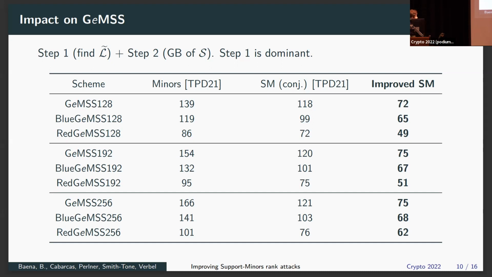And basically, this means that the attempts to repair GeMSS, which were immune to the attack of Tao et al., are now broken as well. And we believe that coming up with an HFE-type scheme which will resist our attack would be quite inefficient.